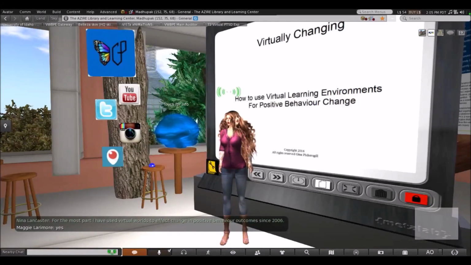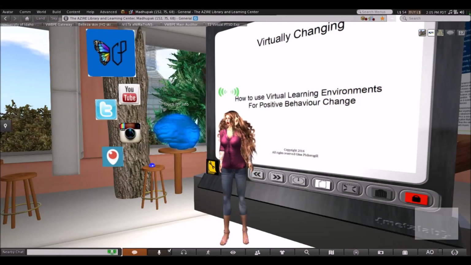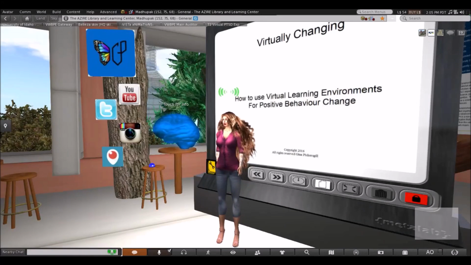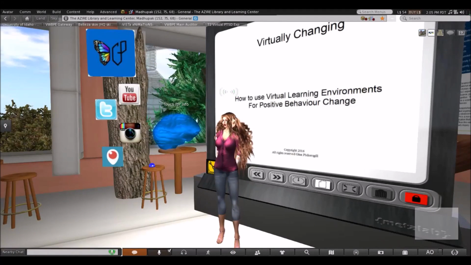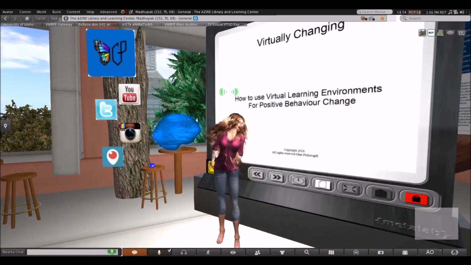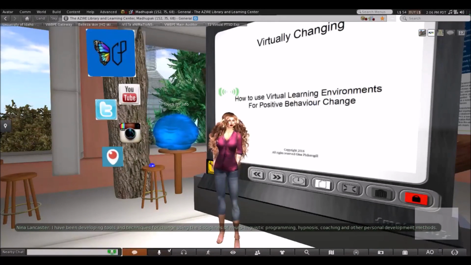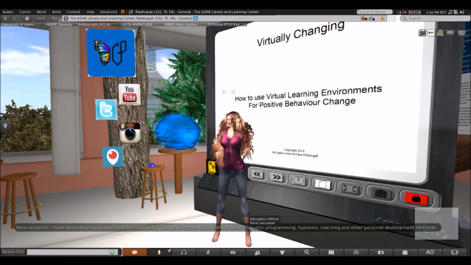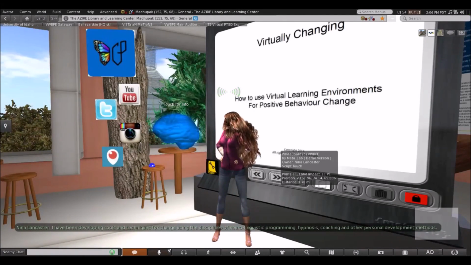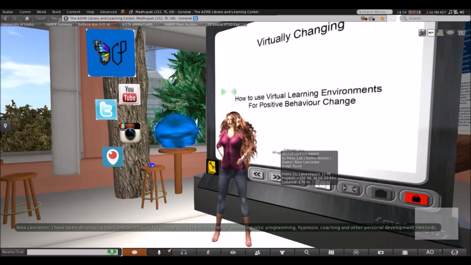This is before we had voice and when everything was very laggy and we had horrible looking avatars, but even then I could see the potential. I just thought it was wow that there was this little world and people could connect with each other. And so I've been here since 2006 developing models, tools and techniques for change, and I'm most well known for applying the discipline of neuro-linguistic programming, hypnosis and coaching to the virtual world.